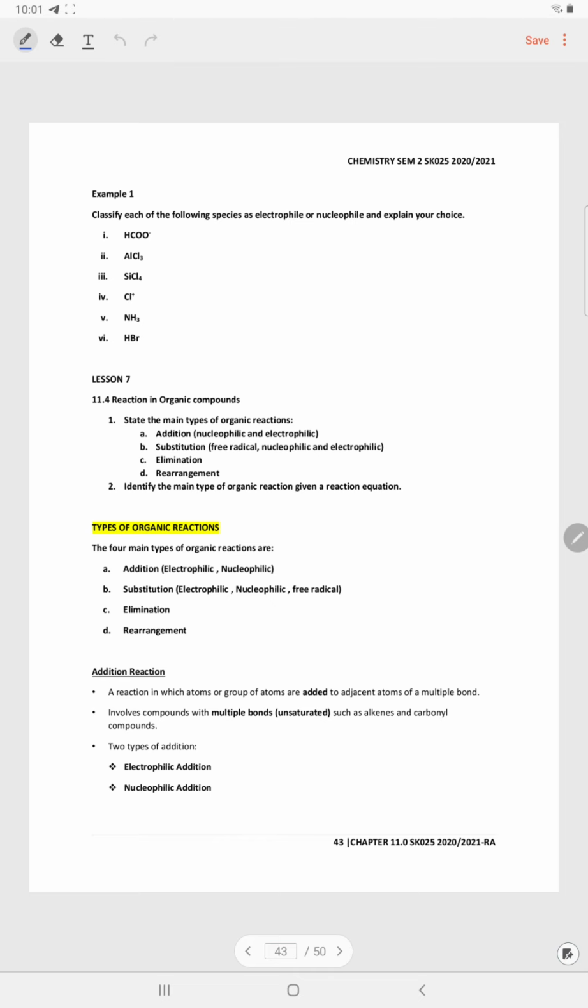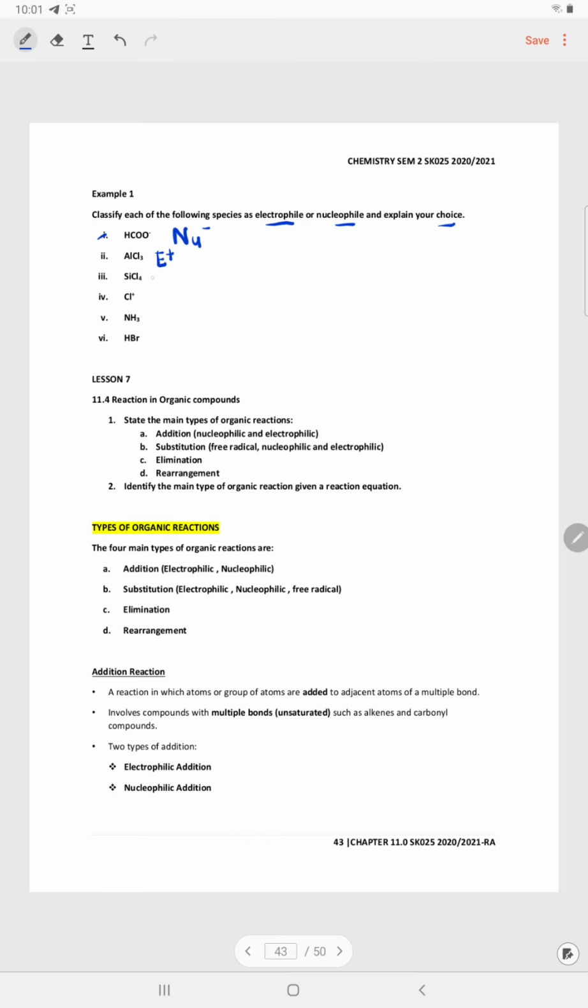Okay, so we focus on example 1. Classify the following species given, either electrophile or nucleophile. Explain your choice. So the first question, the species is negative. If negative, we can call this a nucleophile species, because this species has higher electron density. So AlCl3 will be an electrophile species because this is a Lewis acid.